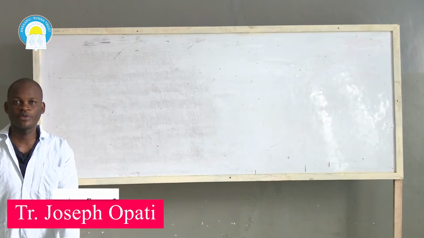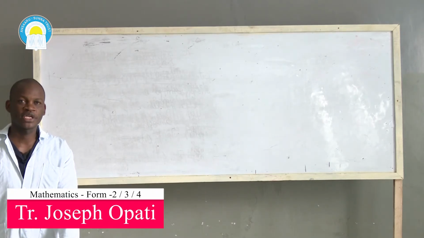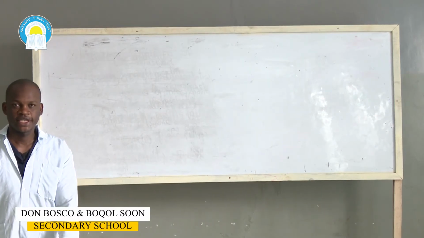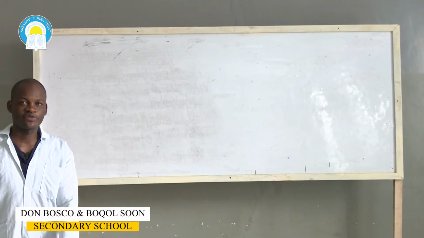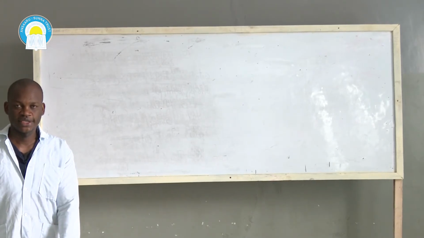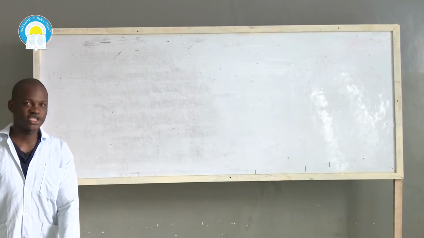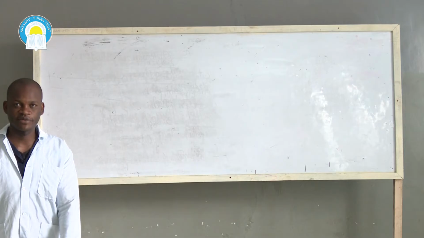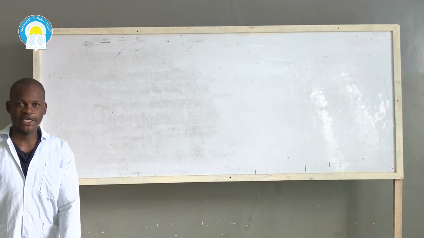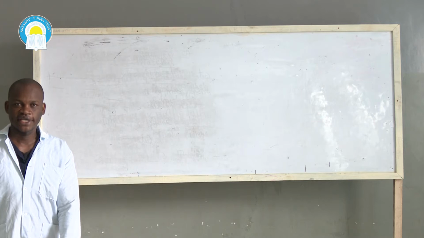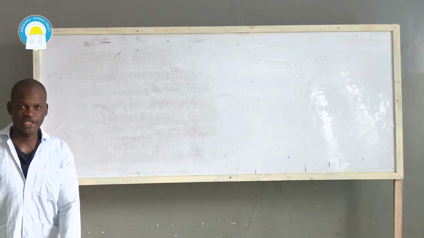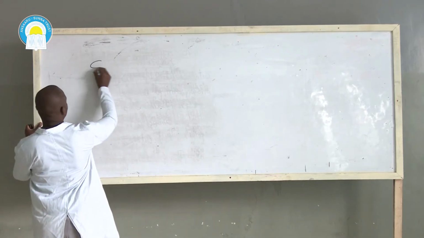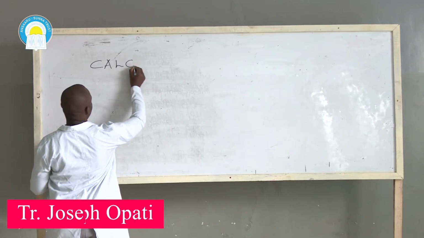Today we're going to cover a Form 4 topic called calculus. Now, before covering it, we have to review a Form 2 and a Form 3 topic which is related to it. That will be gradient from Form 2 and graphical methods, the part of rate of change, from Form 3. So let me just have the topic written there.